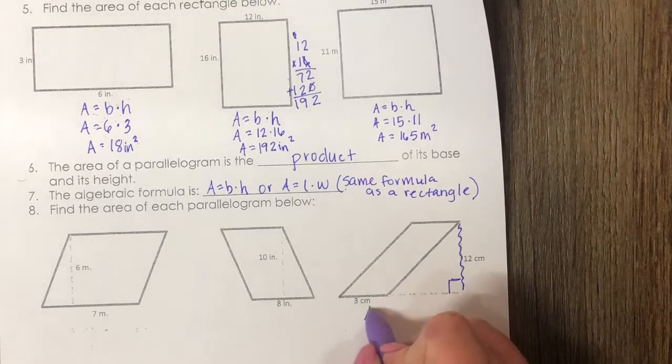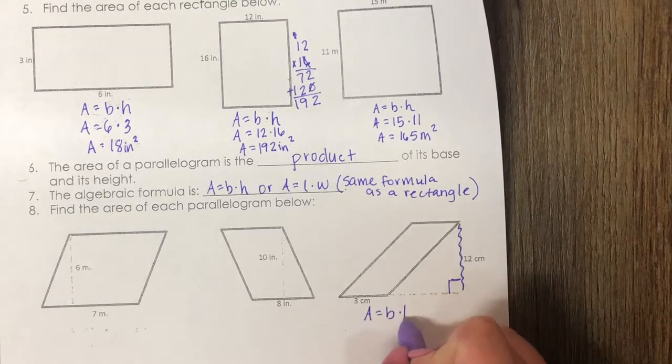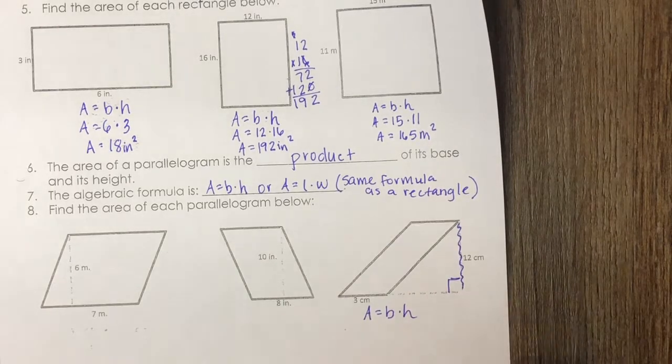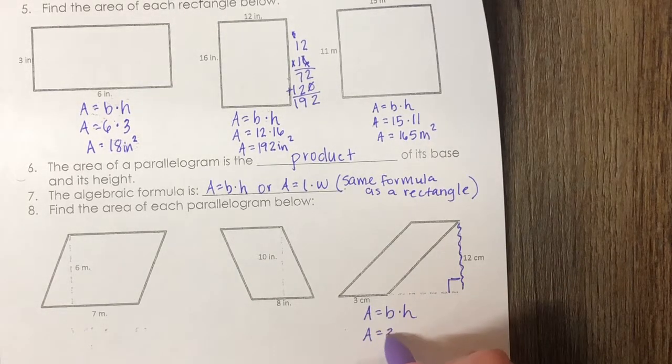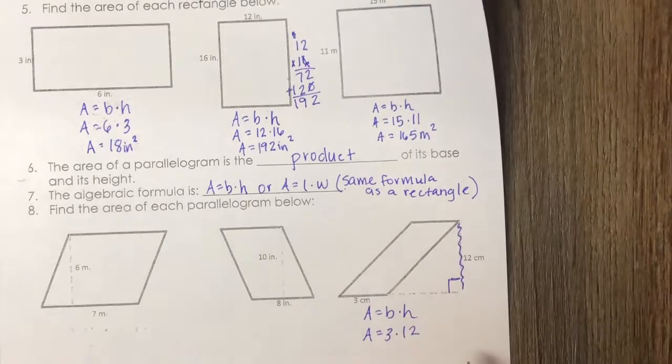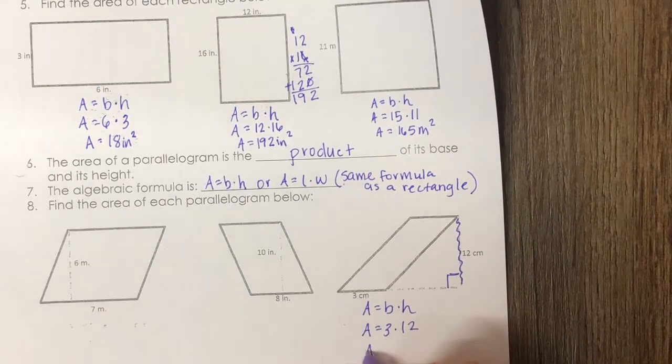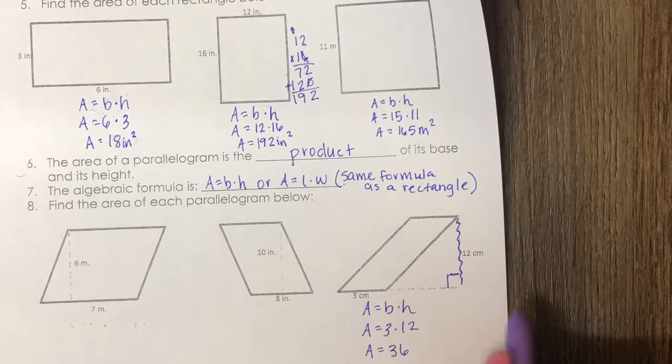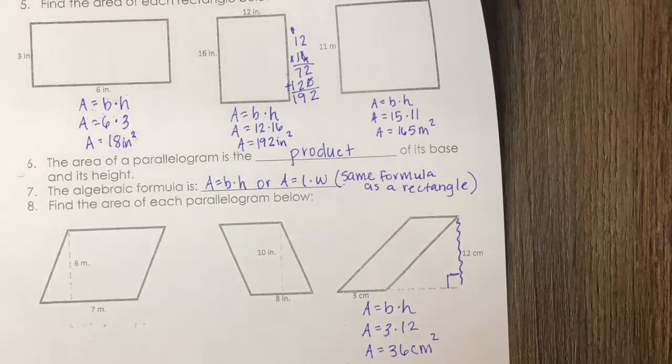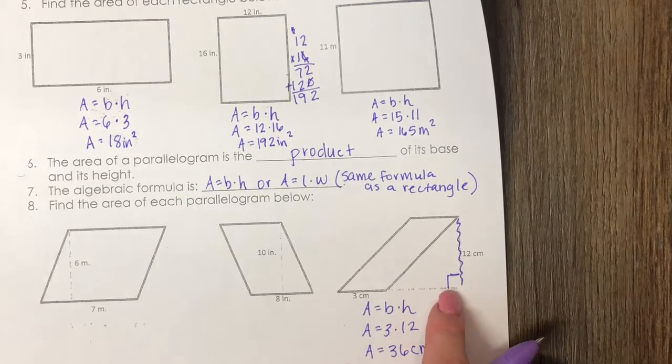So all we do is area equals base times height for a parallelogram. So area equals 3, the base, times 12, the height. And 3 times 12 is 36. And we're measuring in centimeters, so it would be centimeters squared. So this is one way you may see a parallelogram.